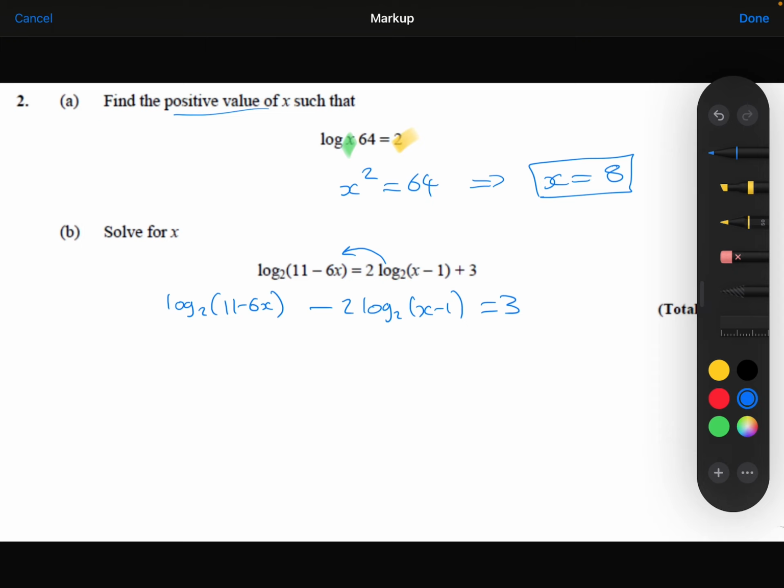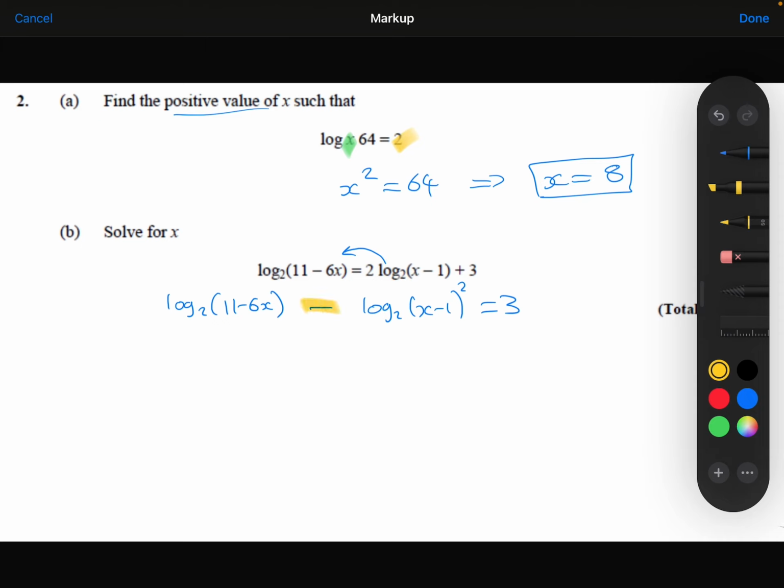Now the next thing I'm going to do is I want to bring these two logarithms together using the laws of logarithms. In order for me to do this, I need to deal with this power first, or rather the coefficient, but I'm going to make it become a power. So I'm going to move that 2 up to be a power here.